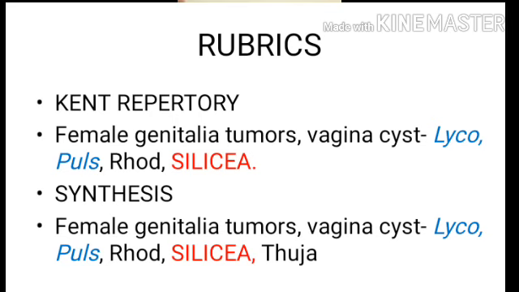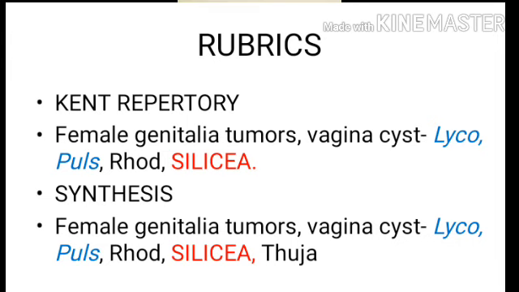What are the medicines in Kent's repertory? The rubric is female genitalia, tumors, vagina, cyst. There are 4 medicines under this rubric: Lycopodium, Pulsatilla, Rhododendron and Silicea. There is no word as Bartholin's or Bartholin cyst in Kent's repertory, so we can use this rubric for Bartholin cyst. Genitalia, tumors, vaginal cyst: the 3-mark remedy is Silicea, and Lycopodium and Pulsatilla are 2-mark remedies.